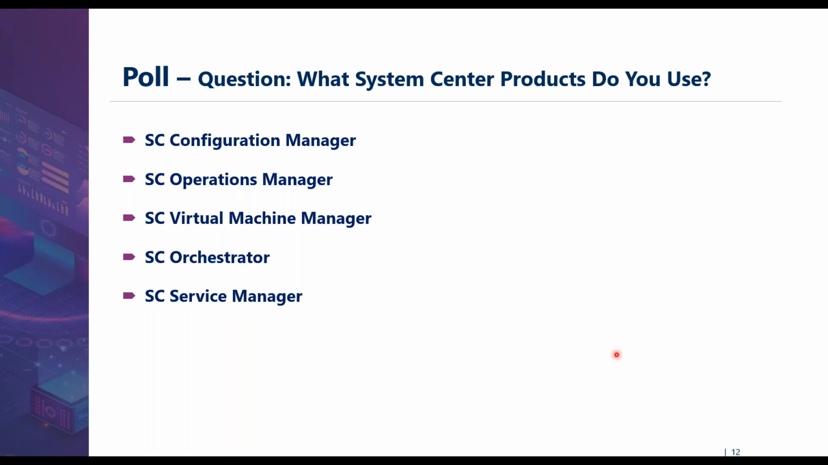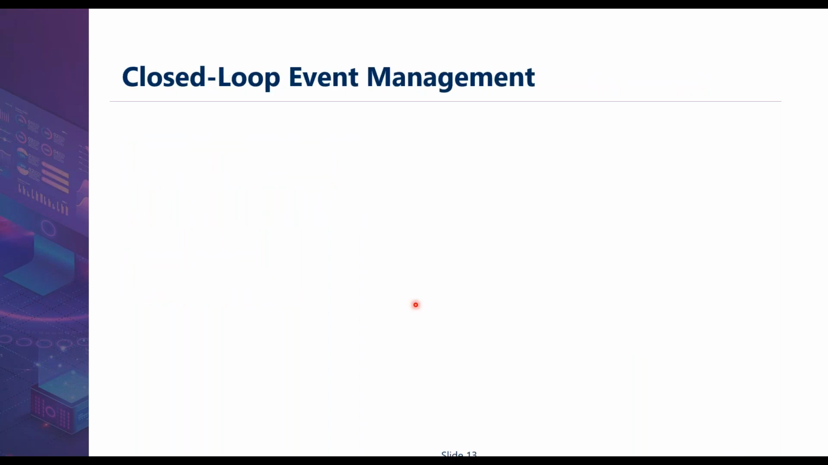Okay, great. Let's go back to the slides and let me go next. I think you still have control. I think I do, yes. Okay, good. So let's look at the closed loop event map.